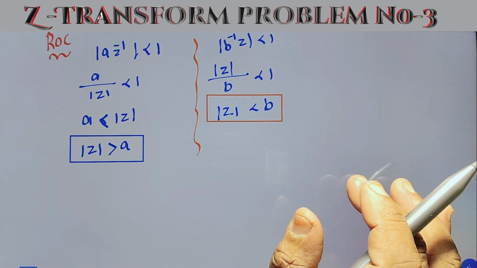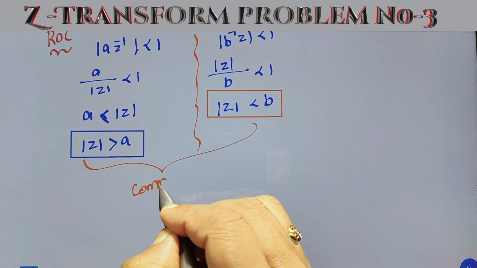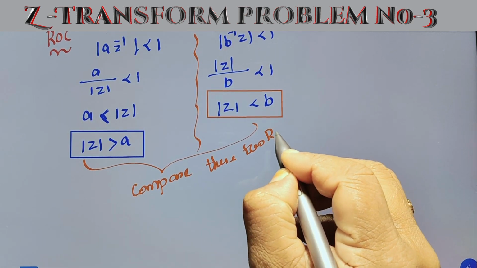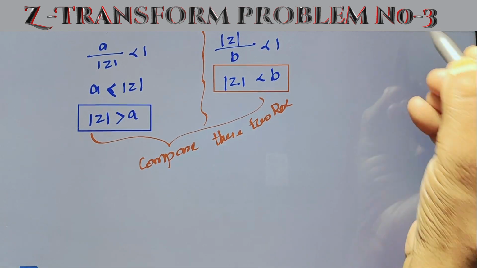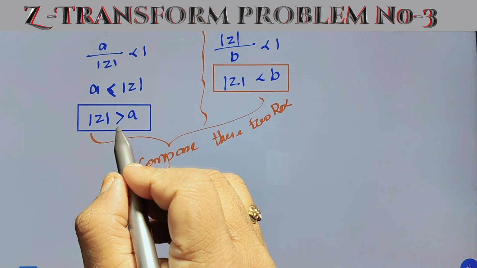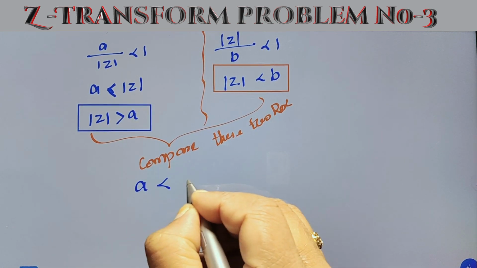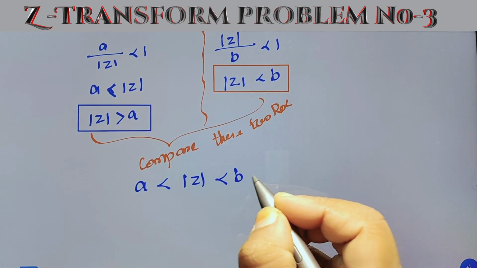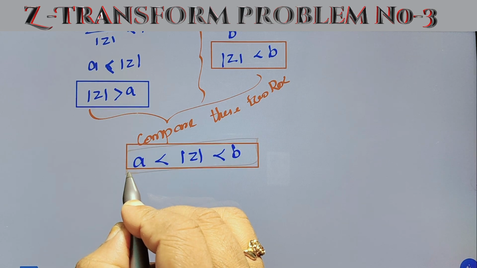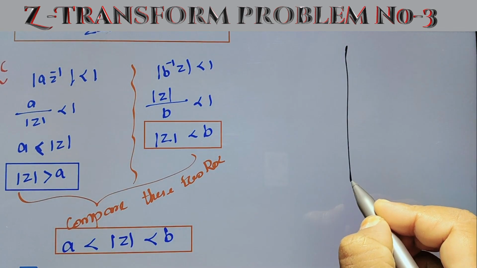Next, compare these two ROC limits. In general, here there is a minimum range, that is for a. So a less than modulus of z less than b. This is the ROC range for the given problem. Then draw the ROC diagram, the ROC plot.